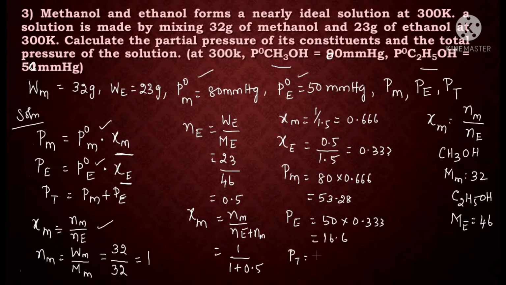Okay, now we shall calculate Pt. How to calculate Pt? Pm plus Pe, is it not? So the Pm value is 53.28 and the Pe value is 16.6. So the answer is 69.88 mmHg. Hope you might have understood, students. We shall see the next problem.